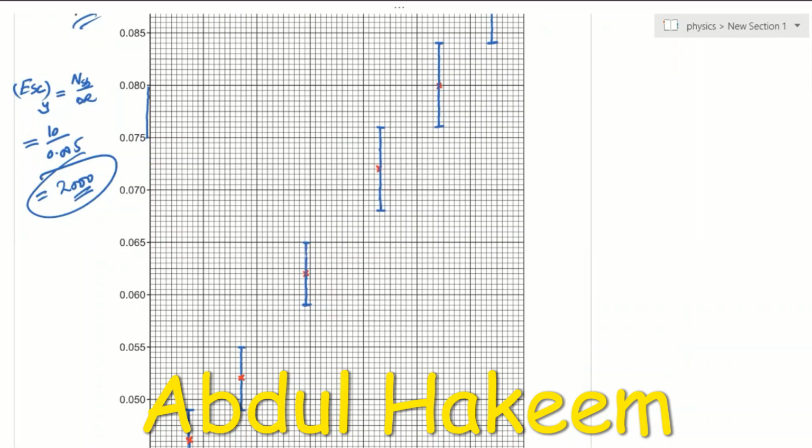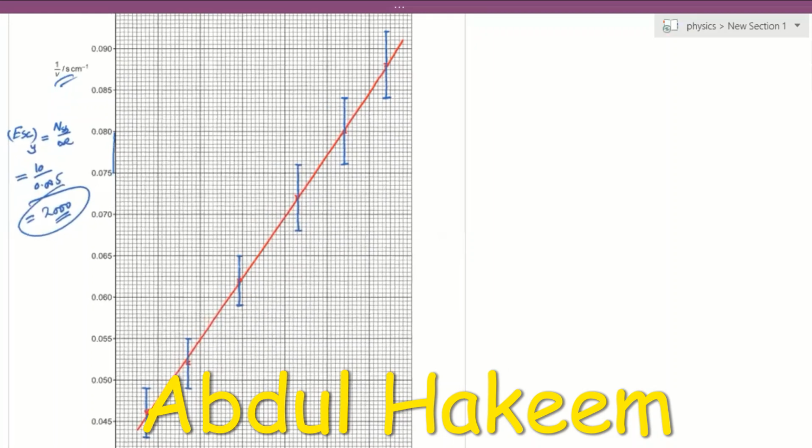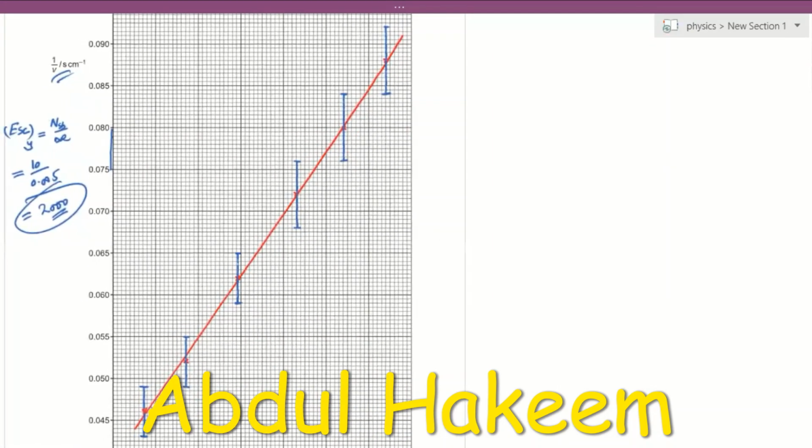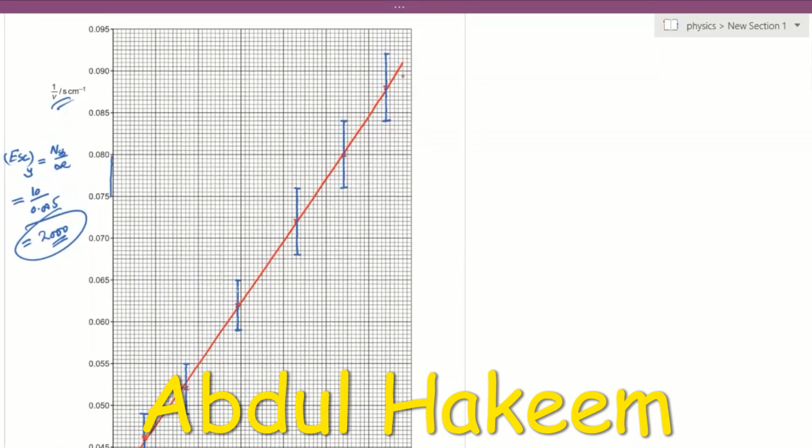Now we have to draw the best fit line and the worst acceptable line. So this red line is the best fit line, almost touching all points, passing through all points, but you can draw a better line on the actual graph paper. Okay, now we have to label it. This is your best fit line.